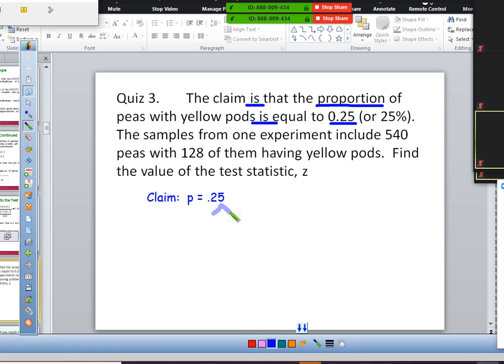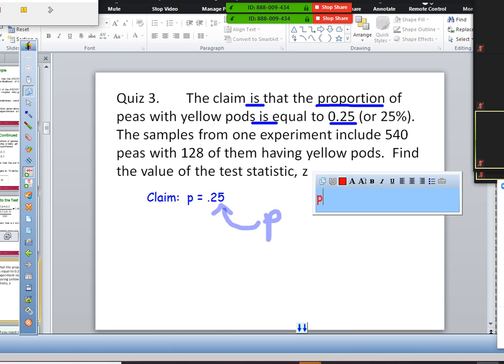That's the P. It says P equals, that's my P. The P hat, that's from the sample. So P hat, let me type this out. P hat is from sample.